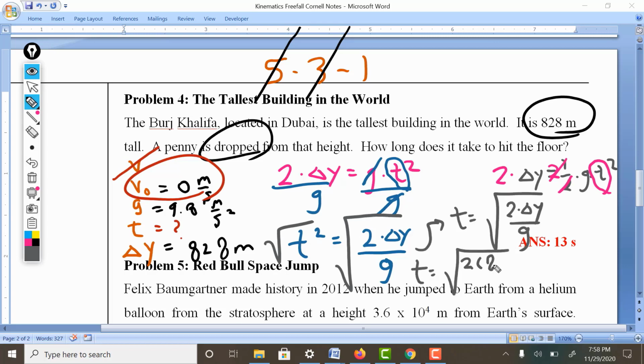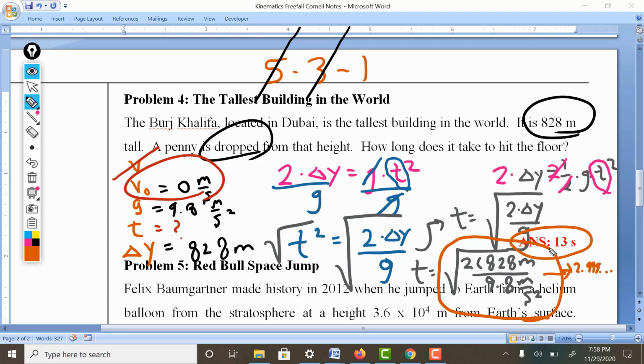Perfect. We go ahead and replace everything inside of it. Delta y was 828 meters. Gravity is 9.8 meters per second squared. And some of you have fallen into some bad habits. I need you to pick up some good habits again. Put this all into the calculator in one shot. Okay, and you should be able to get, I believe I got 12.9999, whatever. And that ends up being 13, your 13 seconds.